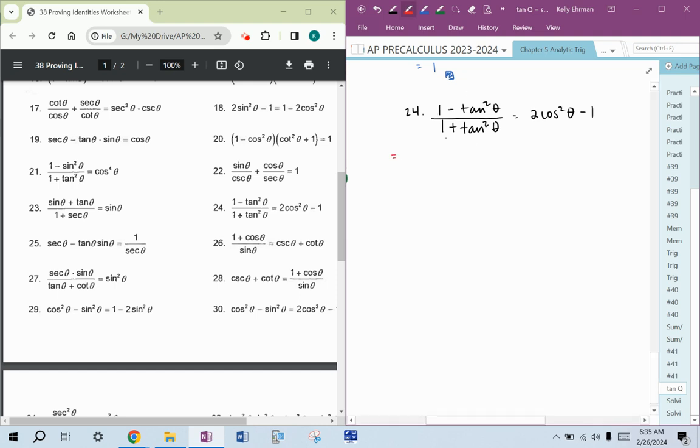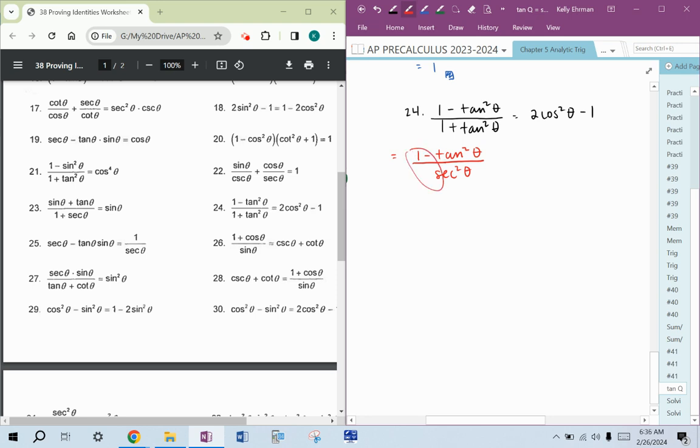More complicated side is on the left. One of these is a Pythagorean identity. It's 1 plus tangent squared. So let's just start there. Just replace the denominator with secant squared instead of 1 plus tangent squared. And then you could write in terms of sine and cosine and get rid of your complex fraction.